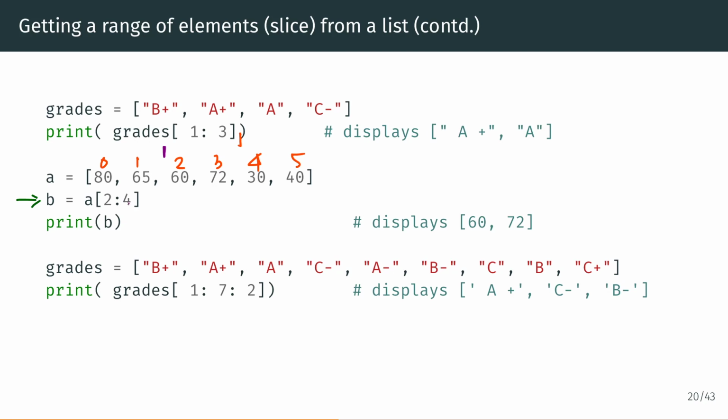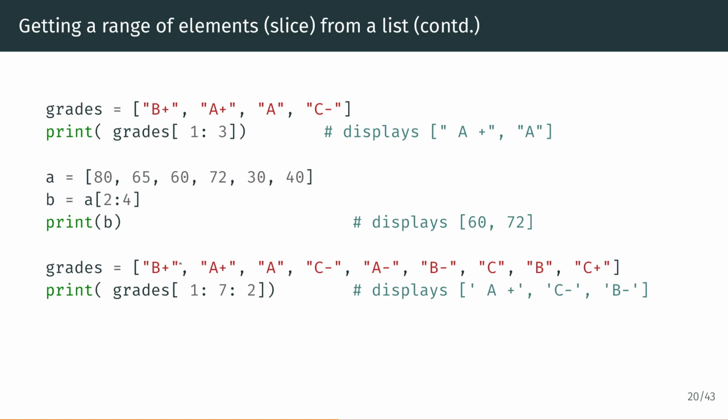Okay, and up to but not including 4, so 2 and 3. These two sublists are stored as a new list which we call B, and then we print B and this displays 60 and 72, right? Now again, because there is just one colon right here, Python assumes this one to be the mandatory one. This is the mandatory one, right? Which means the number to the left of this would be the begin index, which is 2. The number to the right would be the end index, which is 4, right? That's why it displays this.